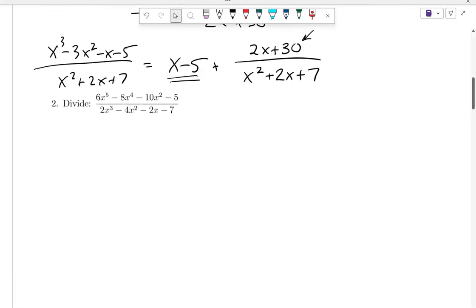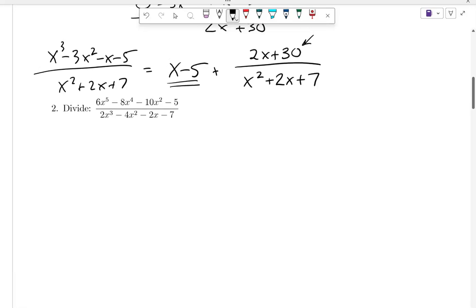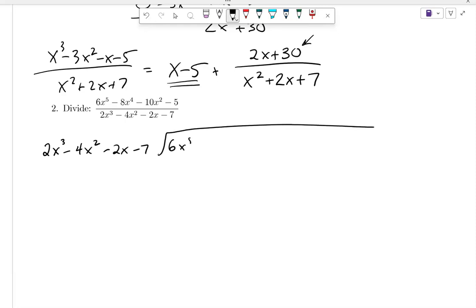All right, well, let's do the next one here. So again, same setup. 2x cubed minus 4x squared minus 2x minus 7 goes into 6x to the 5th minus 8x to the 4th. Is there an x cubed term on top? No. But let's put one in there so that we can keep things lined up nicely. There isn't one on top, so I'm going to write it as a 0x cubed. I just want to keep everything scaffolded nicely. Okay?